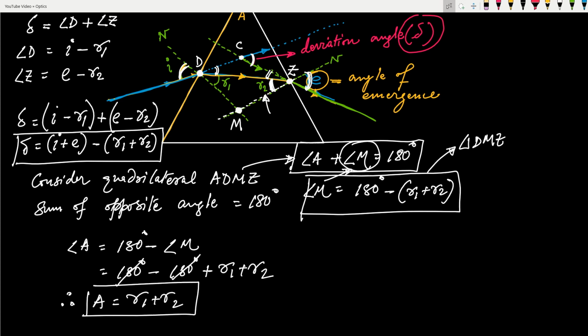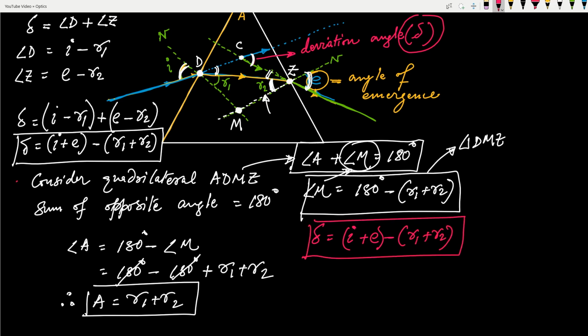So very important. Now we got two important equations. One is delta is equal to I plus E minus (R1 plus R2), isn't it? This was the formula that we derived here, okay? And we saw that A is equal to R1 plus R2. Now, if we replace R1 plus R2 with A in this equation, then delta is equal to I plus E minus A, isn't it? So this is another formula. These are very important when it comes to the concept of the prism.